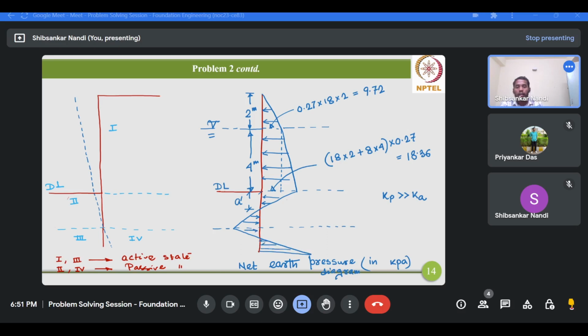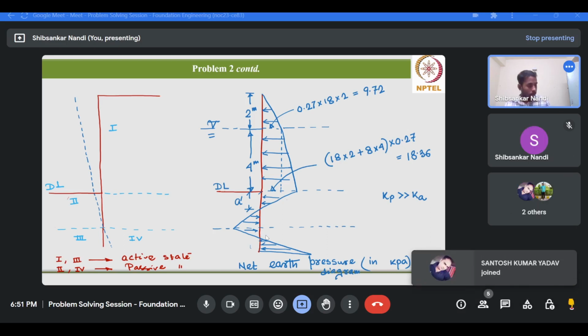Is it clear how we are getting this type of net earth pressure diagram? This is qualitative. Whatever I have drawn below the dredge level is a qualitative diagram, not quantitative, because till now I didn't write any value for the part below the dredge level, though it's not needed, at least for this problem.